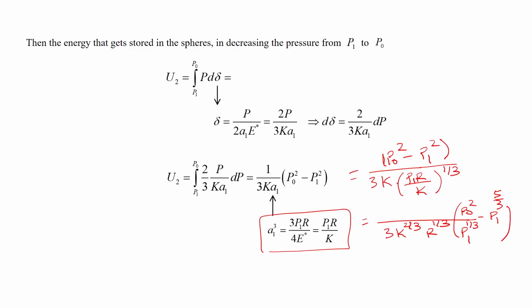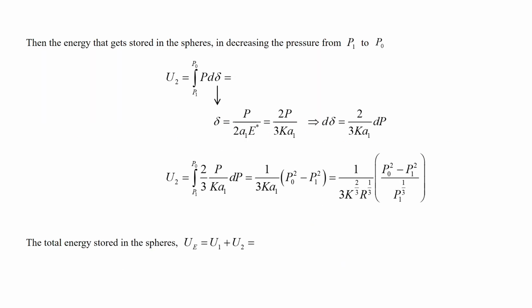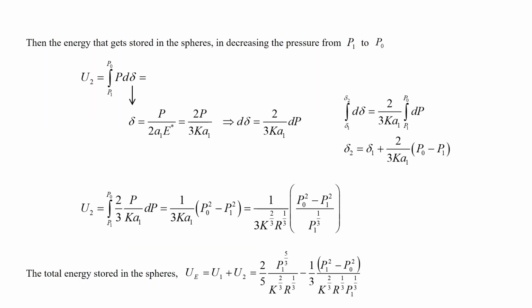So, U1 plus U2. U1 I have already derived from here, this is 2 by 5 P1 to the power 5 by 3, K to the power 2 by 3, R to the power 1 by 3. So here it is, therefore, P to the power 2 by 5, this is U1, P1 to the power 5 by 3 by K to the power 2 by 3, R to the 1 by 3, and here I have just derived this expression over here.